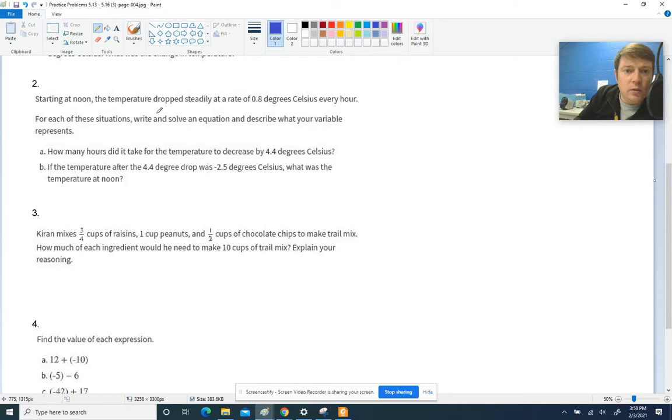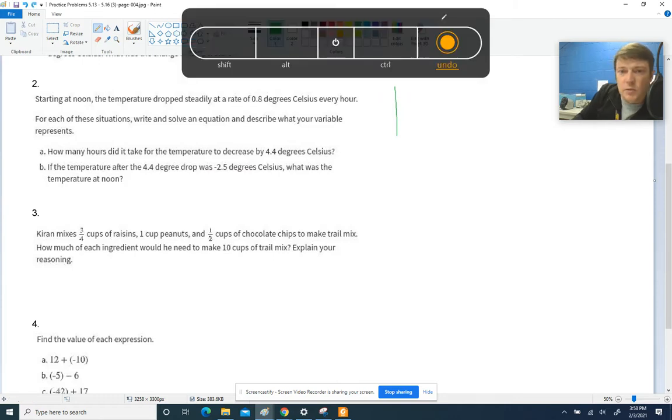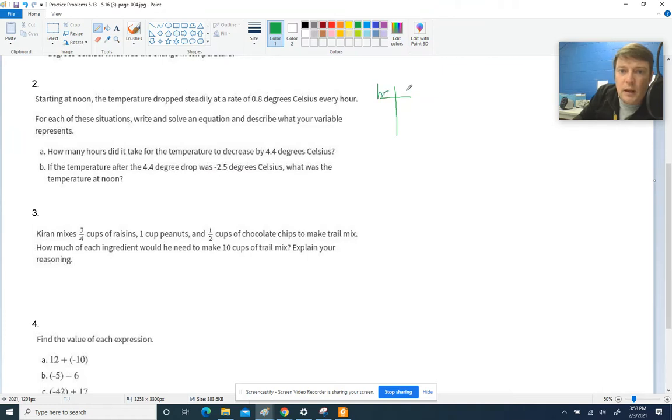All right, so let's start off with our rates. Let's make a little table for this to kind of get our thoughts together. So here's my table. I've got my degrees over here, and I've got my hours. Actually, let me switch. I like my hours on the left better. I like putting my time on the left, and then my degrees over here. So every hour, we are dropping at a rate of 0.8.